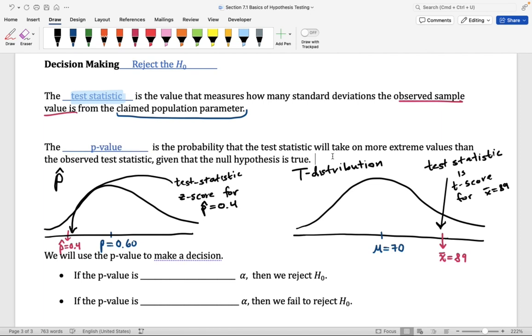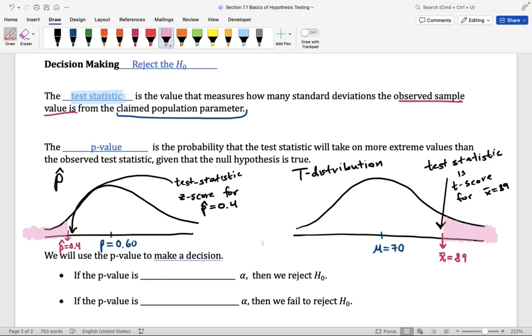The p-value is going to be the probability that the test statistic will take on more extreme values than the observed test statistic, given that the null hypothesis is true. So now we're talking about the probability of observing such a test statistic. You can also think of the problem having the observed sample value, the value that you got from the sample. For example, the p-value could be the area to the left of p hat equal to 0.4 here in our first example. On our second example, the p-value could be the area here to the right of x bar equal to 89.